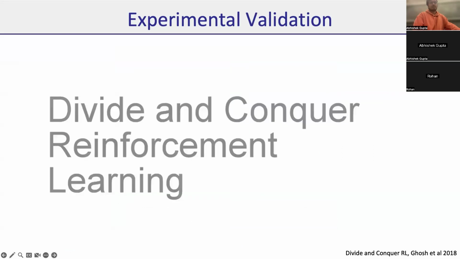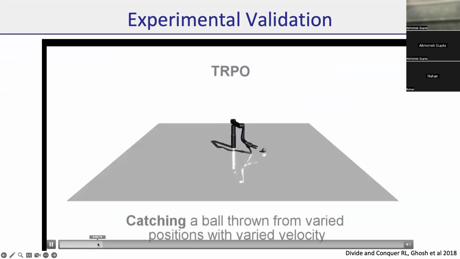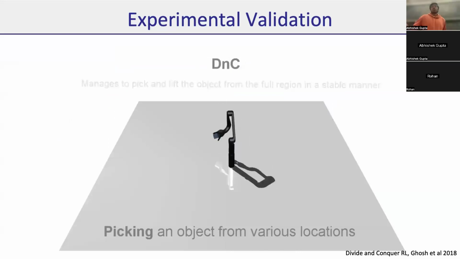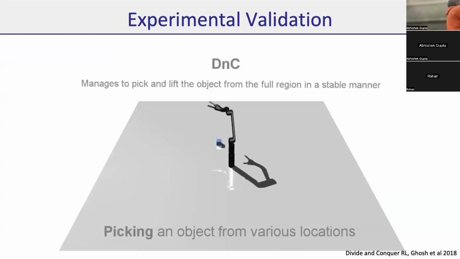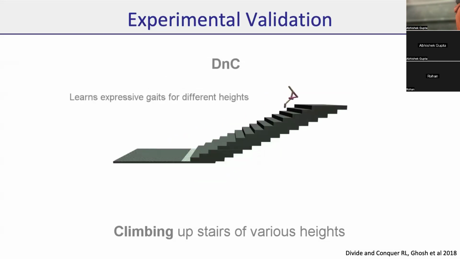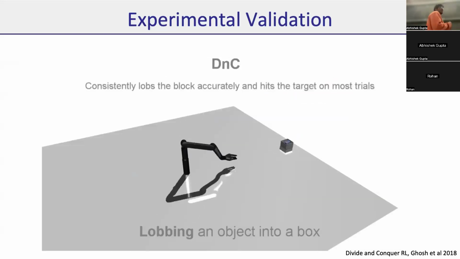Here are some nice videos of tasks that they did, which I thought were fun. They were trying to do catching with an arm, and they found that you can do significantly better catching over a wider range with this kind of algorithm. They also tried stair climbing with different heights of stairs and so on, and some tossing stuff. Yeah, that was a fun set of experiments.